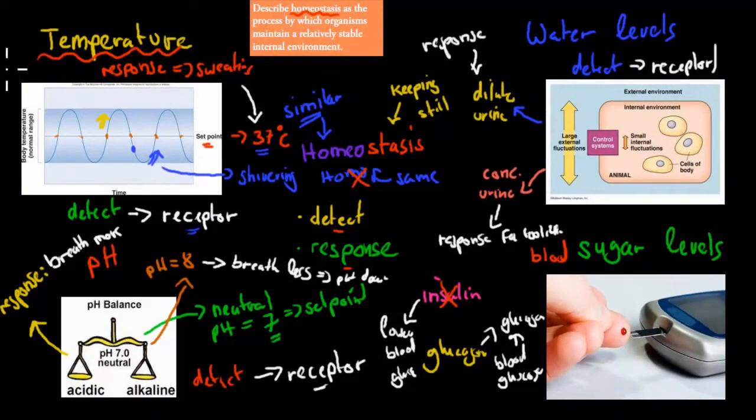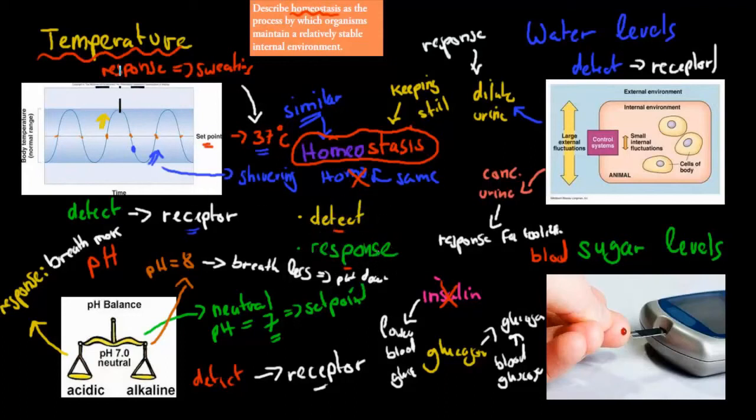And at that point it says describe homeostasis as a process by which organisms maintain a relatively stable internal environment. So homeostasis was all about keeping a similar level for different body processes, such as keeping temperature the same, pH the same, body water levels the same, and blood sugar levels the same. There were two different things we had to do to make that happen: detect, which is detecting the change, and response, which is responding to that change. So that's how homeostasis works.